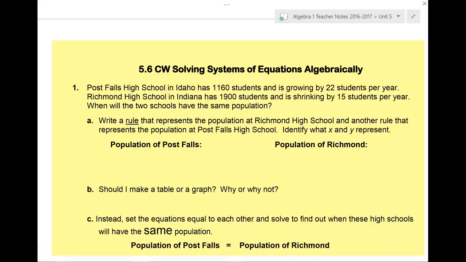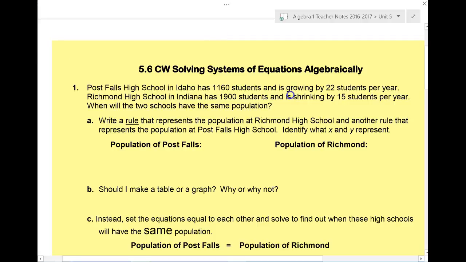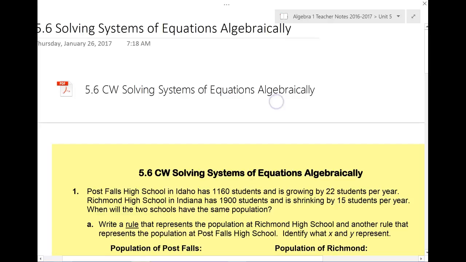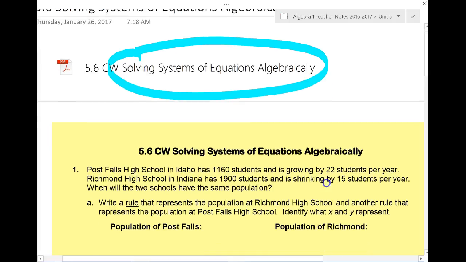Hey, Algebra 1, we're just going to start the first problem in your notes. You don't need to glue this in yet, just follow along in your notes, and when we're done you can glue it in later. Label it Solving Systems of Equations Algebraically. Put that in your notebook.